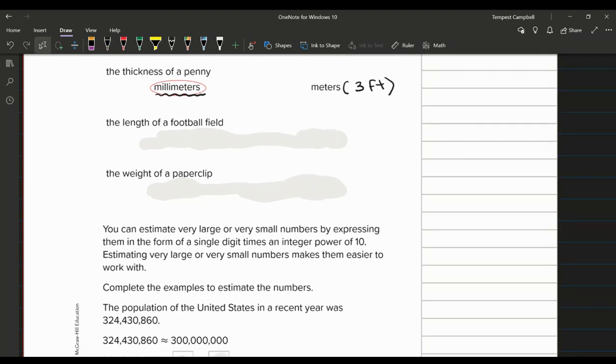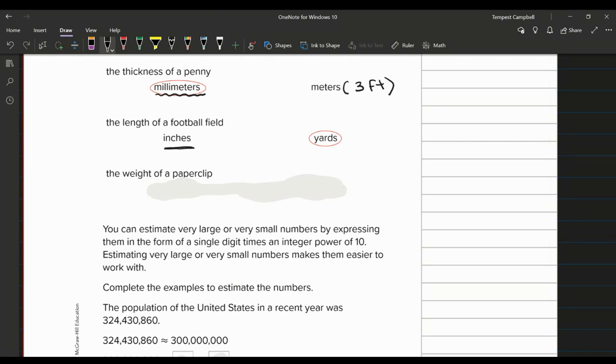All right, the length of a football field. Do we want to talk about it in miles, in feet? How would we want to talk about it? Definitely yards. We talk about it in yards. Definitely inches are way too small.